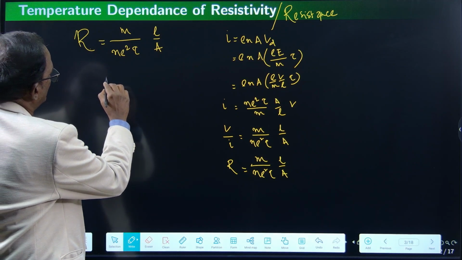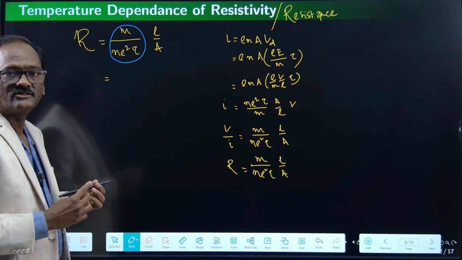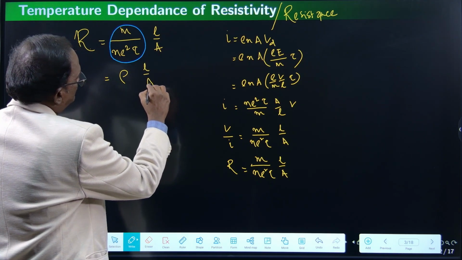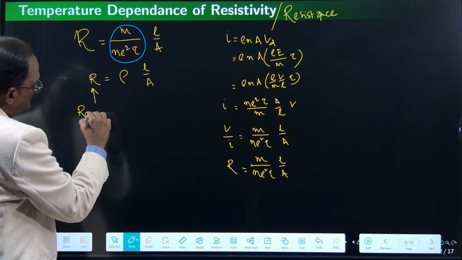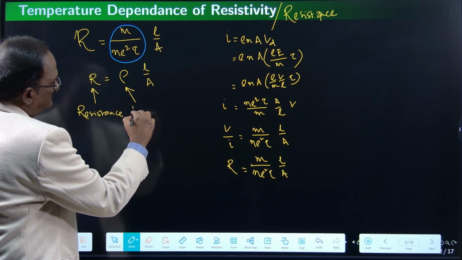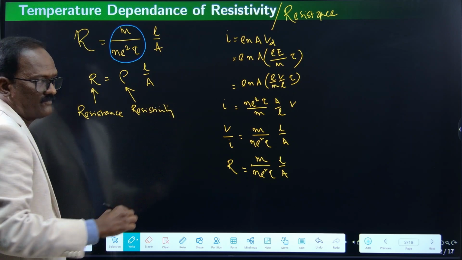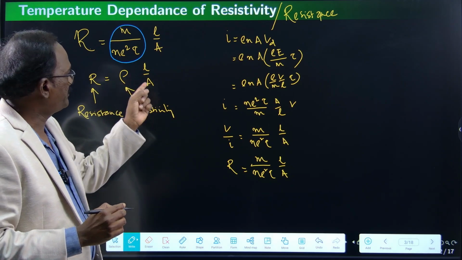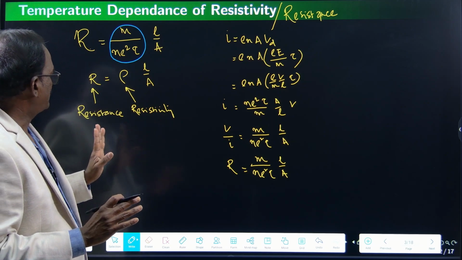So we can write m upon n e square tau as rho, times L by A. So this is resistance and this is resistivity. You can make R equal to rho if you keep L and A as 1 meter and 1 meter square.